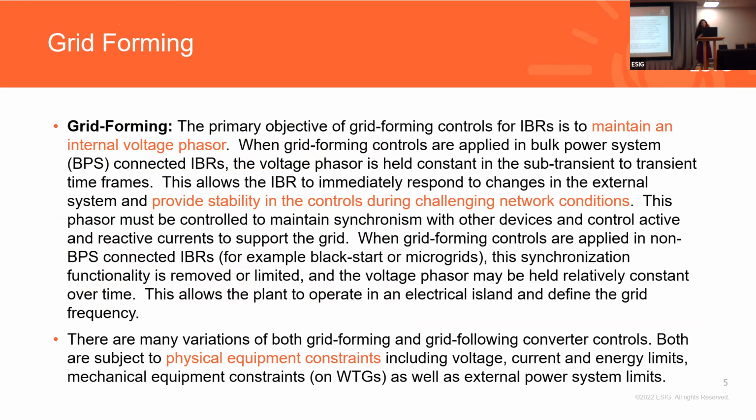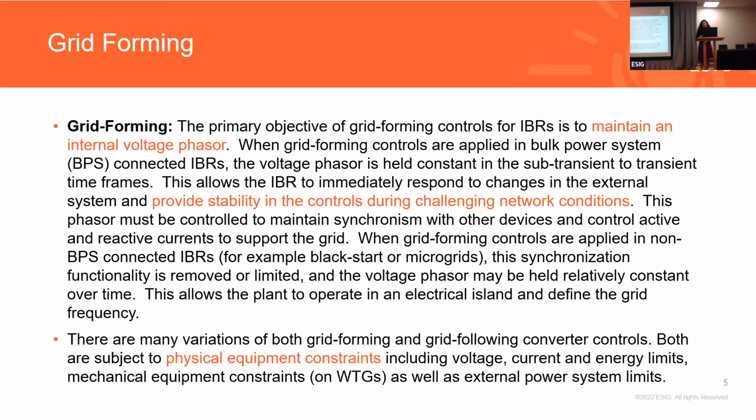In the report, we developed a high-level definition of grid forming inverters. I brought it up here. I will read it through just for the benefit of setting us all on the same page. The primary objective of grid forming controls for inverter-based resources is to maintain an internal voltage phasor. When grid forming controls are applied in transmission-connected inverter-based resources, the voltage phasor is held constant in transient and sub-transient timeframes. This allows inverter-based resources to immediately respond to changes in the external system and provide stability and controls during challenging system conditions.